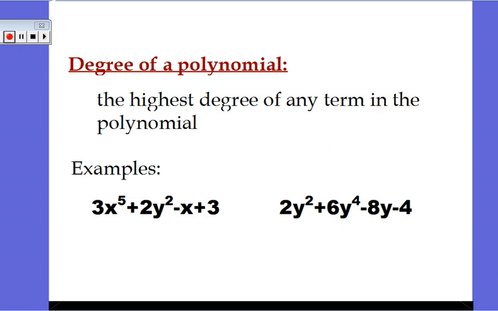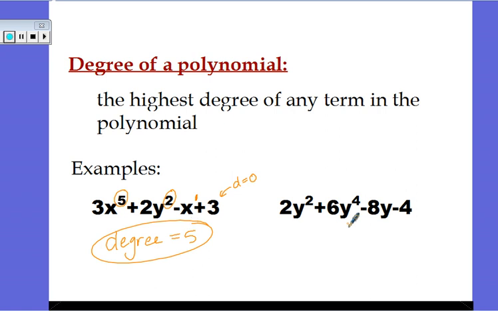Let's take a look at this example here. I see a degree of 5 in the first term, a degree of 2 in the second term, a degree of 1 in the third term, and this has a degree of 0 because there is no exponent. Because my highest degree is 5, the degree of the polynomial is 5.